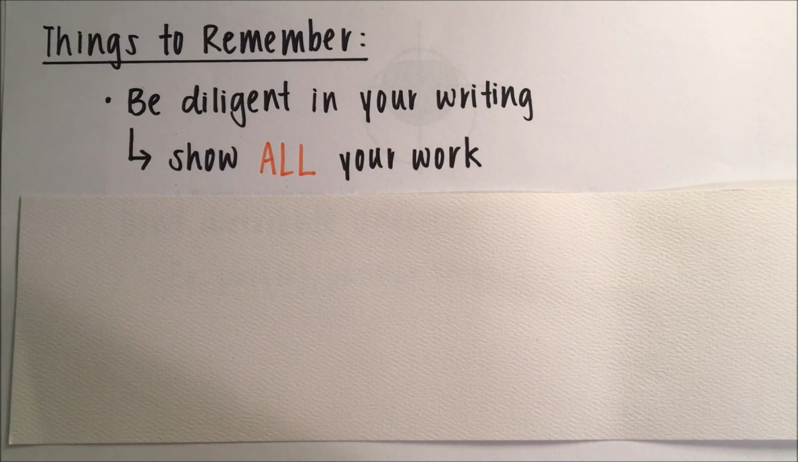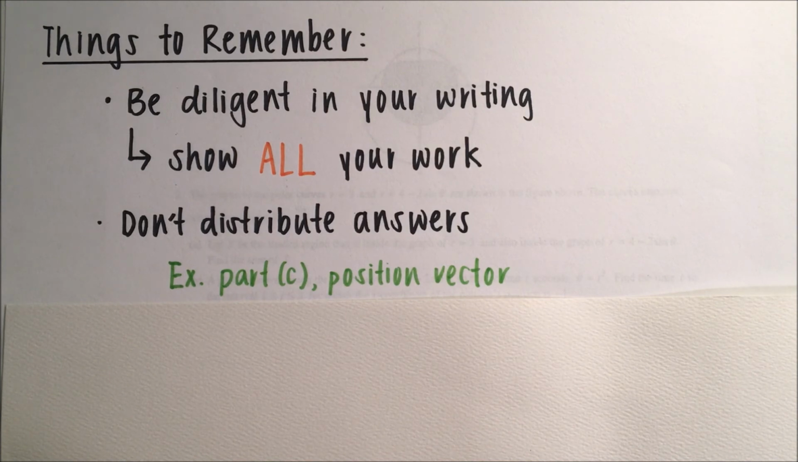Some things to remember while solving this question is to be diligent in your writing. Even if this is the calculator section, write out your expressions and then solve them on your calculator. You earn credit for simply writing out the integrand and the correct limits. Another thing to remember is that you don't need to distribute your answer like in part C, because if you distribute, you actually might make an error.